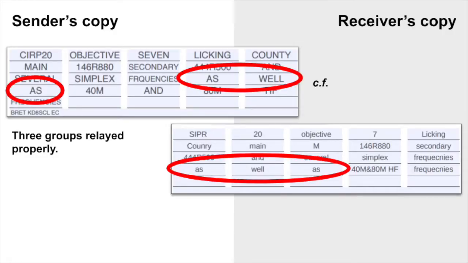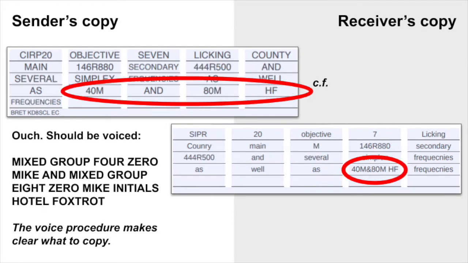Next three groups come through just fine, as well as, and then we run into some real trouble here. We've got 4 groups in the sender's copy that wound up compressing down to a single group on the receiver's side. So the way that this should be voiced by the sender: mixed group, forward, 0, mic, and mixed group 80, mic, initials, hotel, foxtrot.